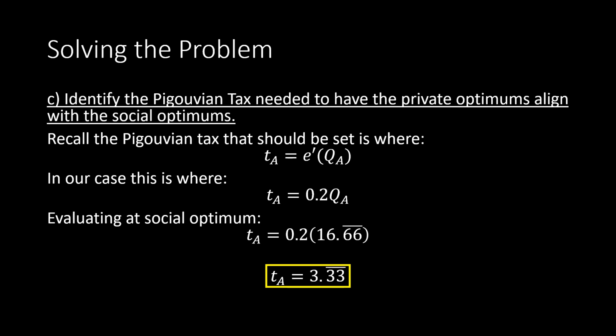In this case, this is where TA is going to be equal to 0.2 times QA. Now, in order to solve this, we have to evaluate this tax at our social optimum. So we just plug it in right here, and we find that our tax that should be applied is 3.33 repeating, or 3 1/3.